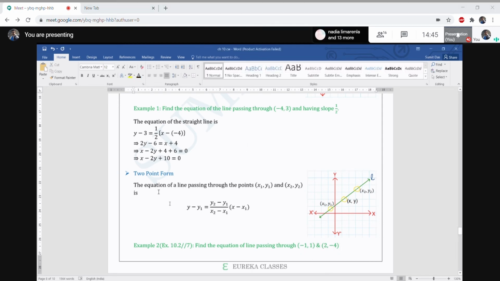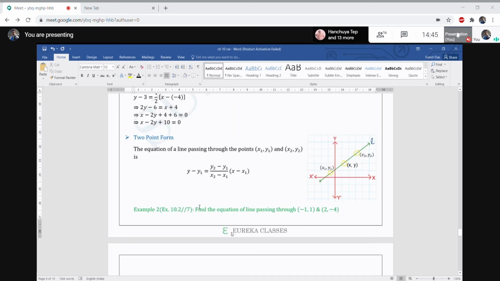Then, if there is no doubt, I'm going to the next form, that is called two-point form. When will we use two-point form? When two points are given. The equation of a line passing through these two points, then we'll use this form. You can see the question also, one question I'm giving: find the equation of the line passing through these and these. So when a line passing through two points is given, then we'll use this form.